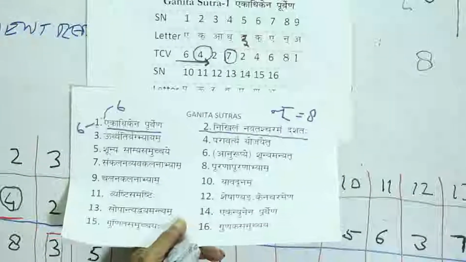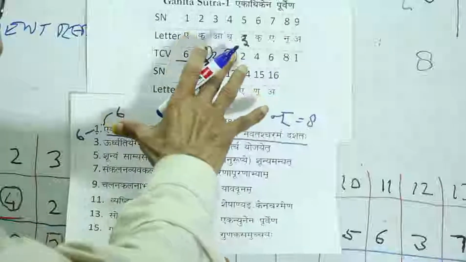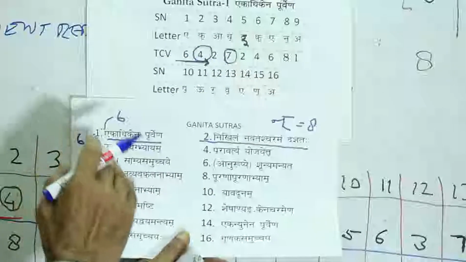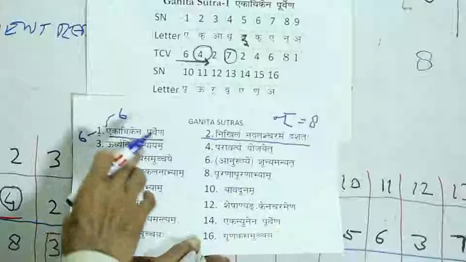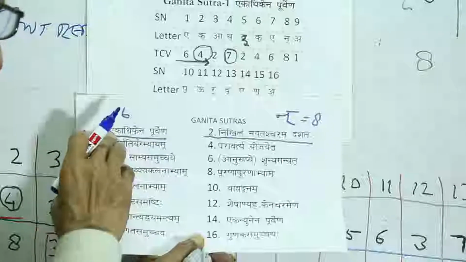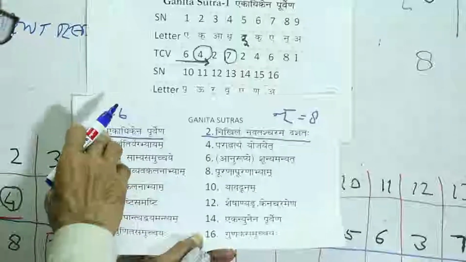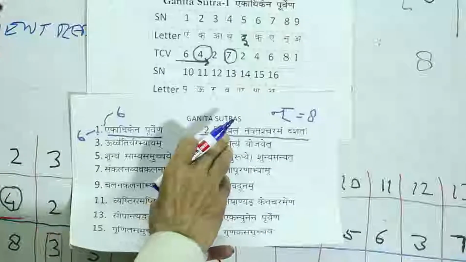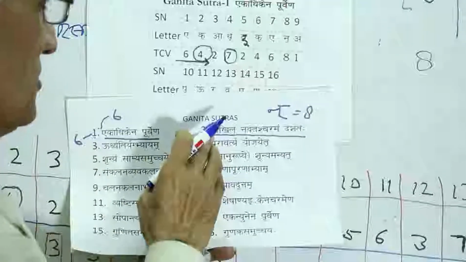Let us make an entry in our TCV dictionary that these Ganita Sutras are having structural keys as well as attainment reach values and formats. Each of the 16 Ganita Sutras is having a structural key as well as the attainment reach. The attainment reach of Ganita Sutra 1 is 6 and a structural key of Ganita Sutra 1 as well as 6. However, the attainment reach of Ganita Sutra 2 is 8 and the structural key is 4.